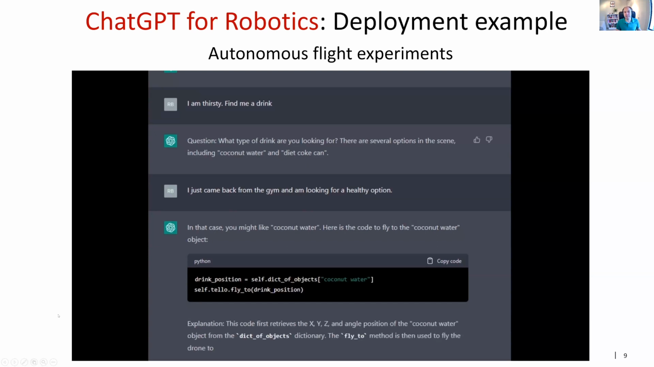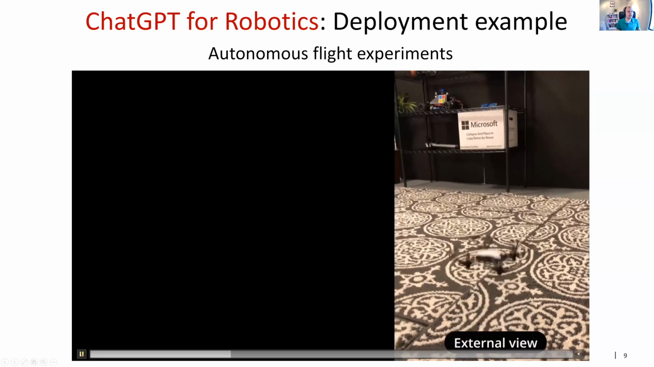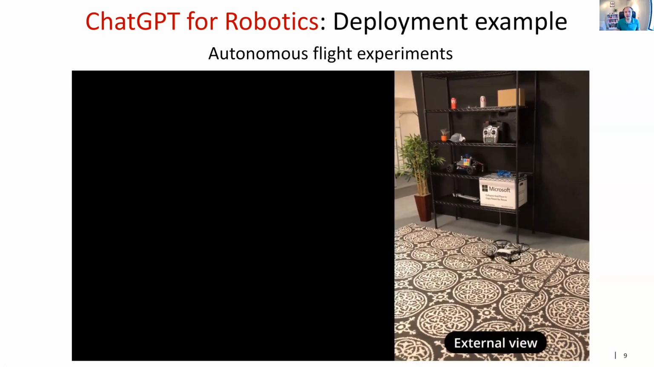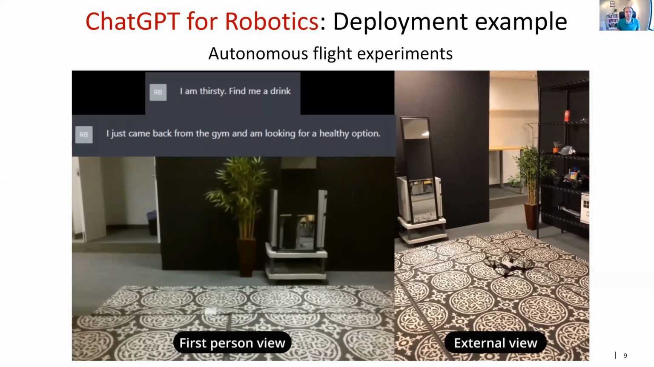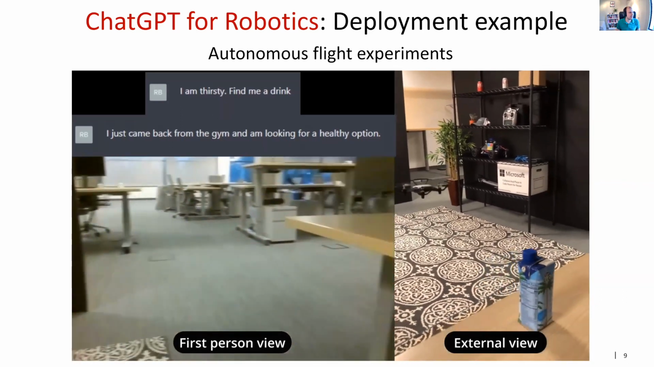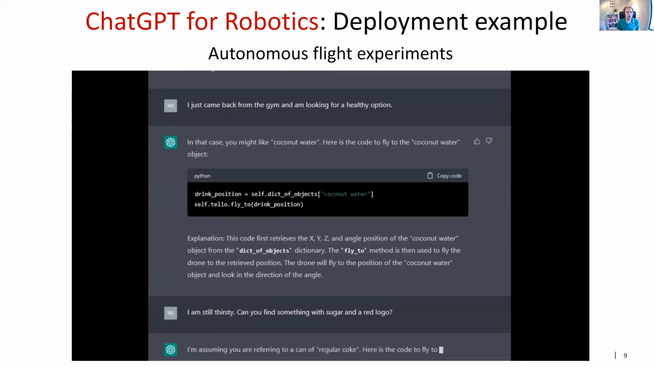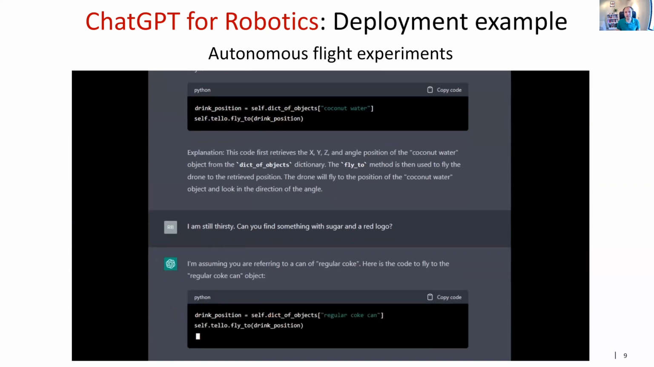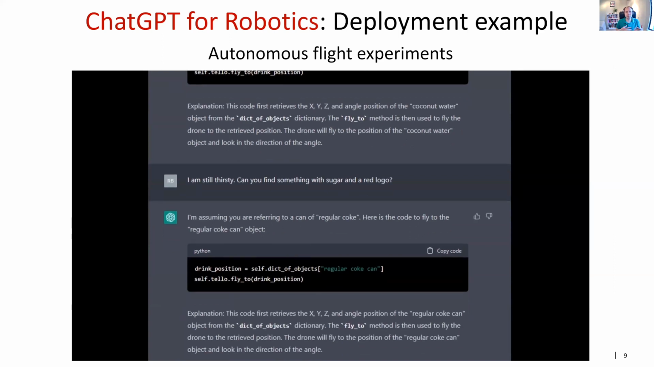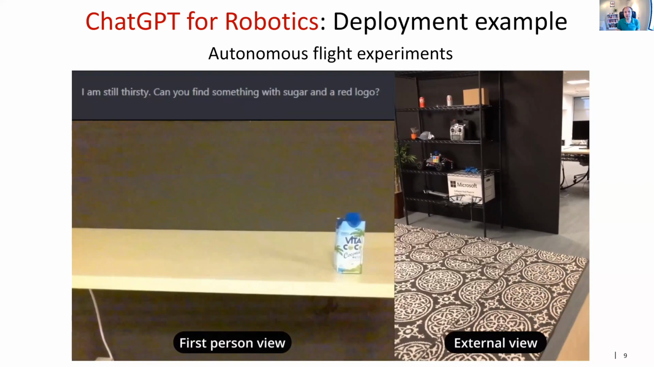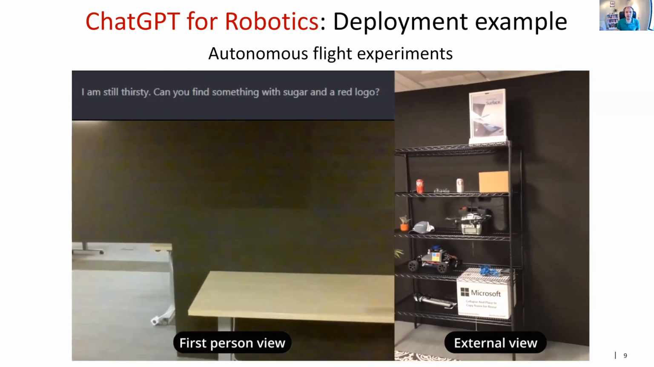Now, if you come from the natural language processing world, this looks fine. But if you're coming from the robotic space, this is very different from how things have traditionally been done. Usually, things are very hacky. They're very specific to a single robot, to a single task, as opposed to being a natural conversation. Yeah, and then we call the appropriate APIs with the robot and go towards the coconut water. And then we keep going. So we say, I'm still thirsty. Can you find me something with sugar and a red logo? And the model automatically detects that, oh, there's a can of regular Coke in the scene. So that's probably what you're referring to, and calls the appropriate APIs for the robot control.